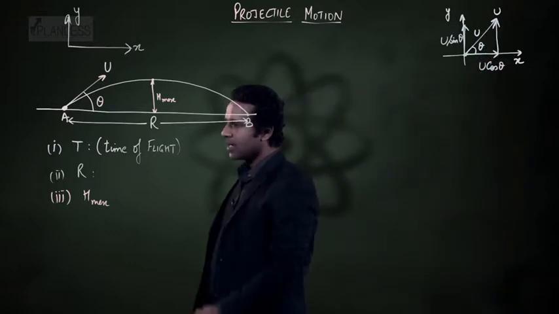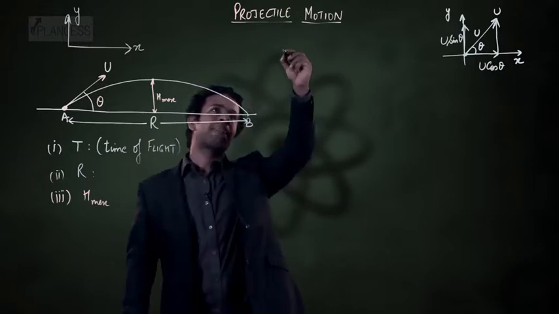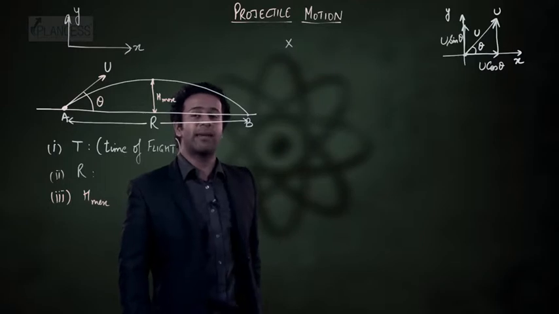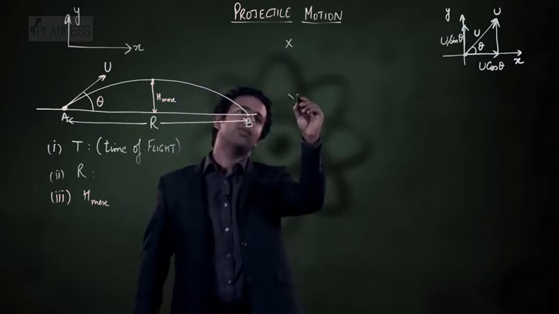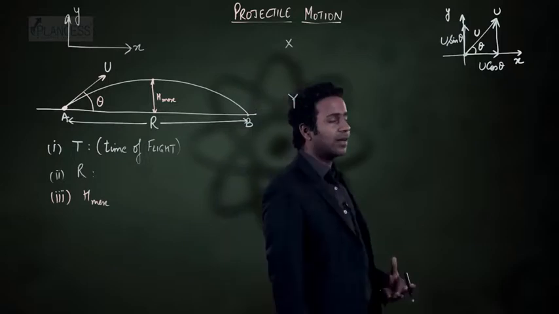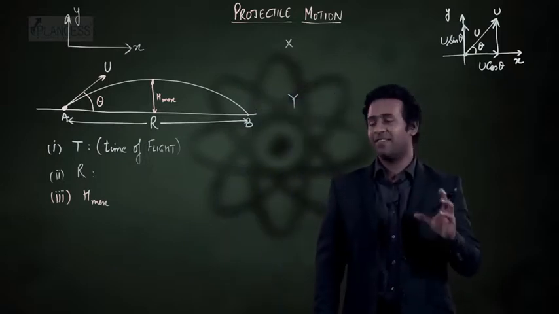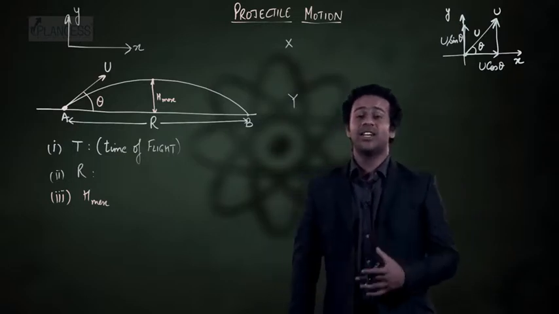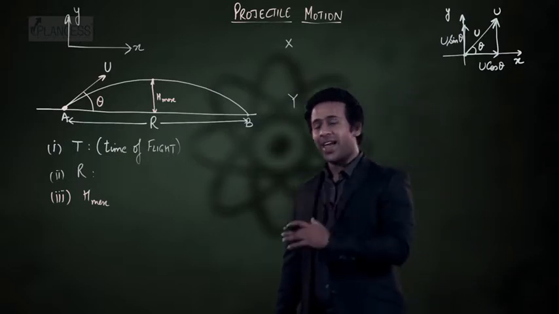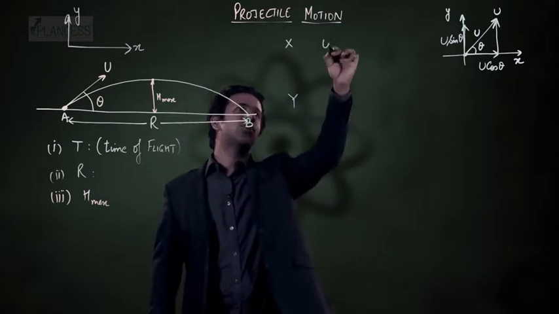Right. So let's start writing the variables separately. Here we will list down the variables of x, and here we will list down the variables of y. So far we have found the initial speed along x and y, or rather we should say initial velocity along x and y. So initial velocity along x is u cos theta.